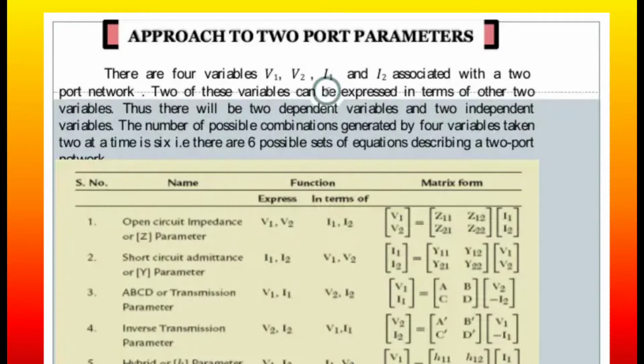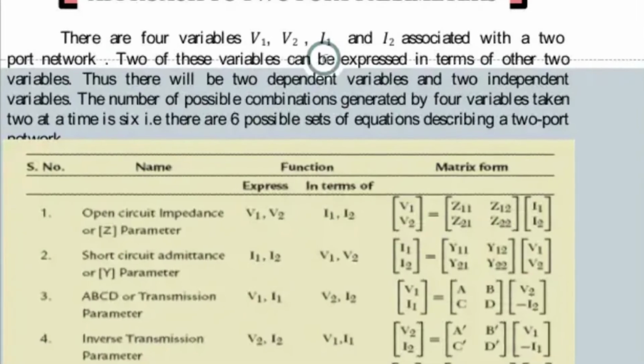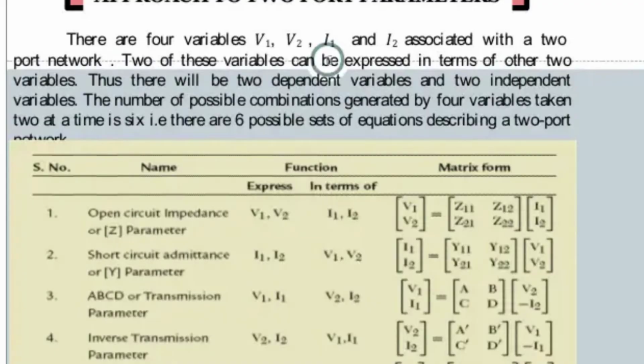There are four variables V1, V2, I1 and I2 associated with a two-port network. Two of these variables can be expressed in terms of the other two variables. That is, there will be two dependent variables and two independent variables. So the number of possible combinations for the four variables taken two at a time is 6.